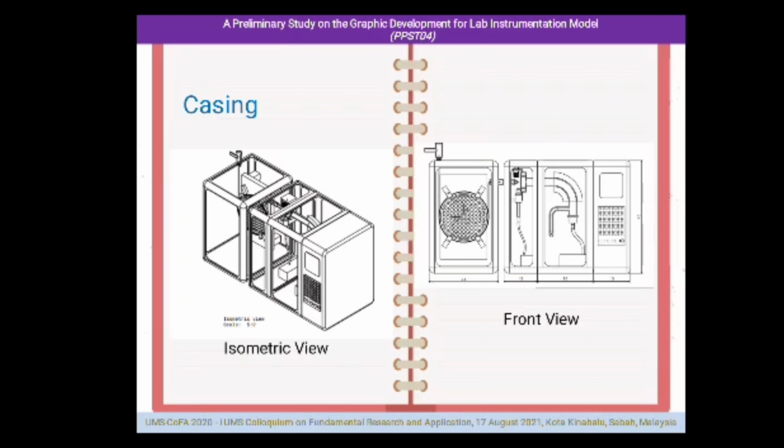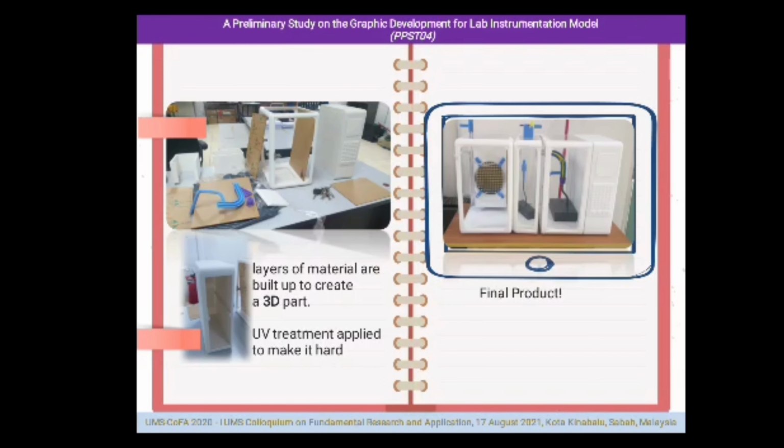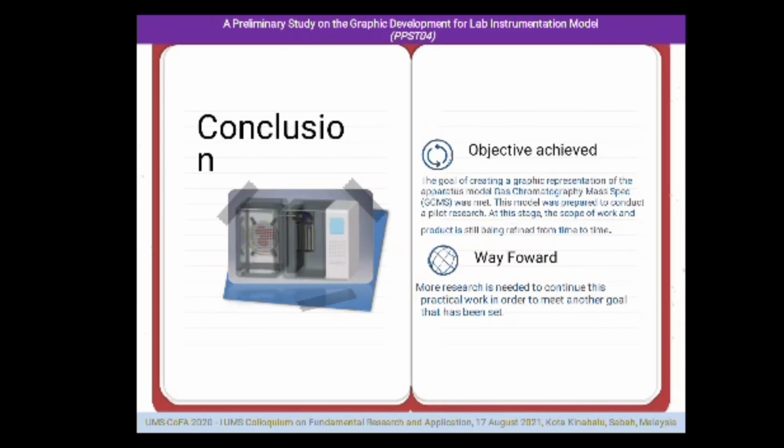Then the casing itself is developed exactly like the original instrument. For the result of production, we can see here a part during the process of development. Layers of material are built up to create a 3D part. We consider making it by 3D printing, with UV treatment applied to make it hard, and then we get the final product.